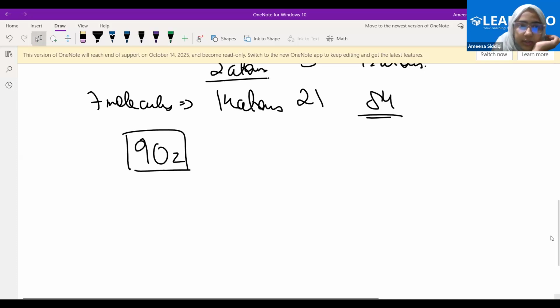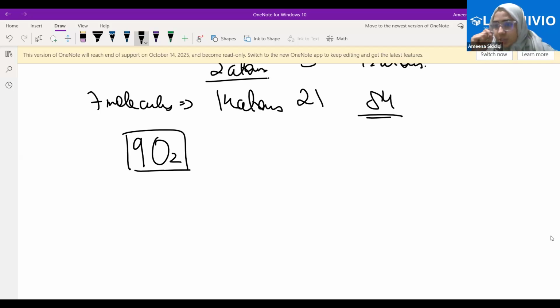Tell me what is written here. I'll write it properly so that it's clear to you. Tell me what is written here. How will you read it? 9O2. Tell me how will you read it properly? Nine what of what? 9 molecules of oxygen. Excellent. 9 molecules of oxygen.